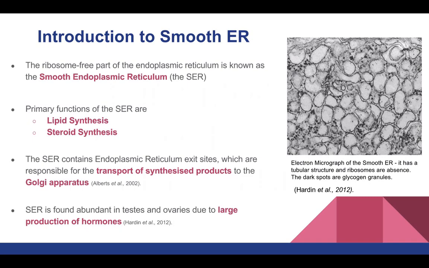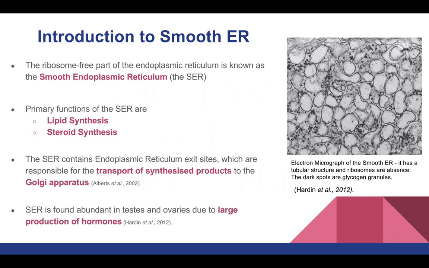The ribosome-free part of the endoplasmic reticulum is known as the smooth endoplasmic reticulum, the SER. As it has no ribosomes, it has nothing to do with the synthesis of proteins. It is the synthesis of lipids and steroids that the smooth ER has an important role in. There are ER exit sites on the SER that make it possible for synthesized proteins and lipids to be transported in vesicles to the Golgi apparatus.